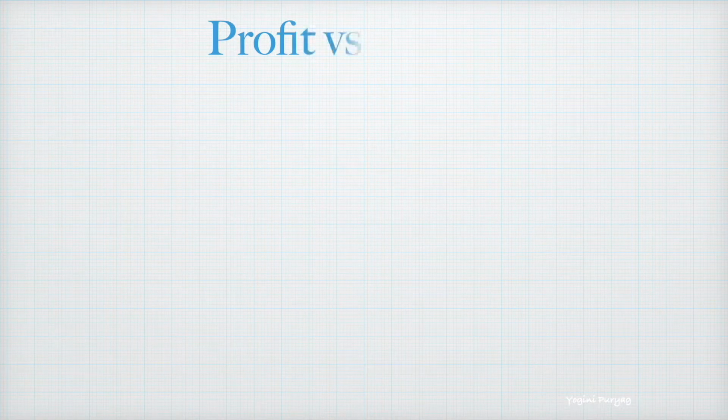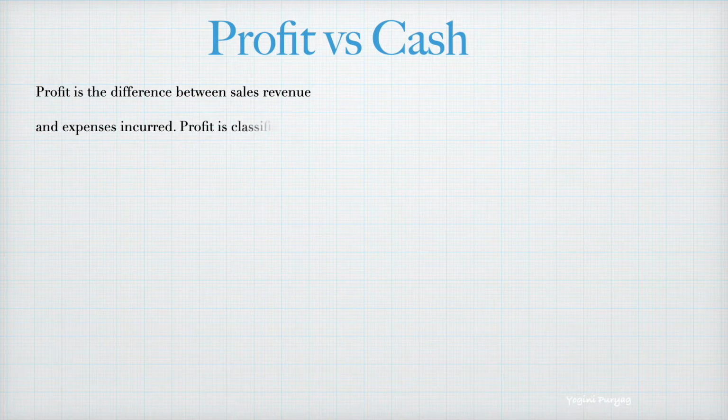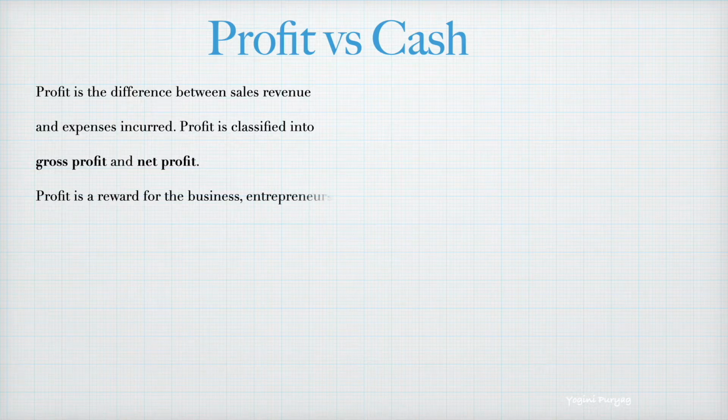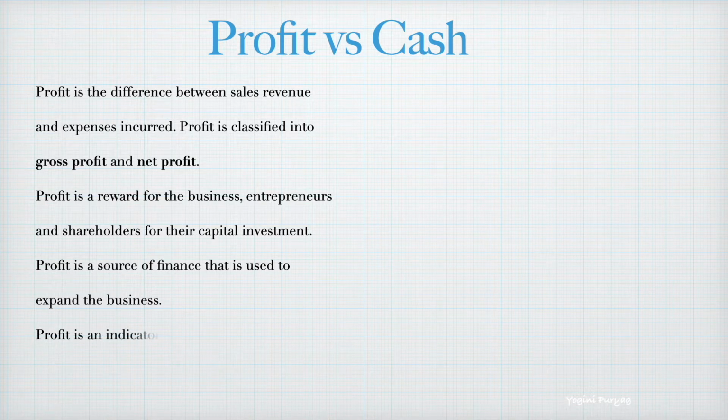Profit versus cash. Profit is the difference between sales revenue and expenses incurred. Profit is classified into gross profit and net profit. Profit is a reward for the business, entrepreneurs and shareholders for their capital investment. Profit is a source of finance that is used to expand the business. Profit is an indicator of the success of the business.